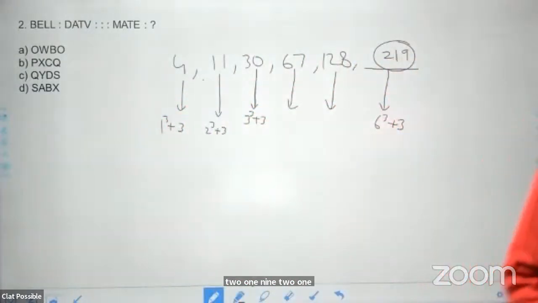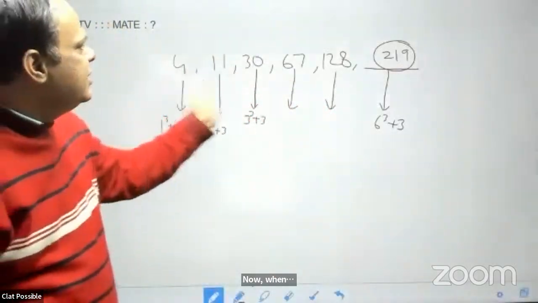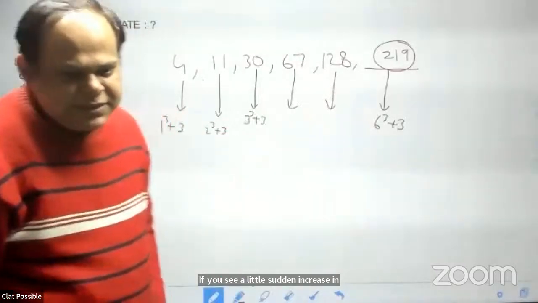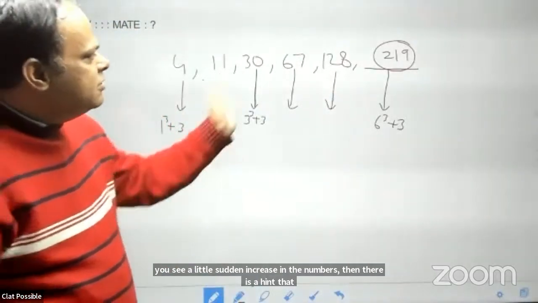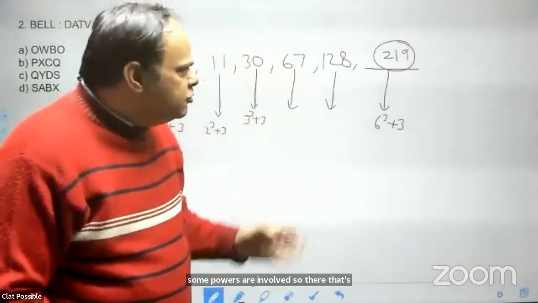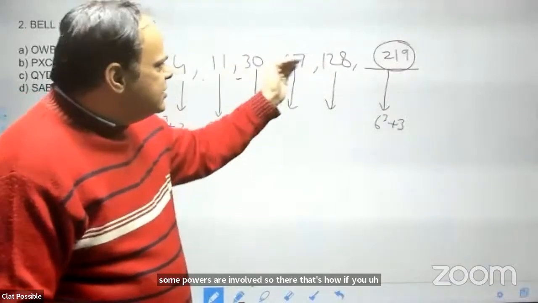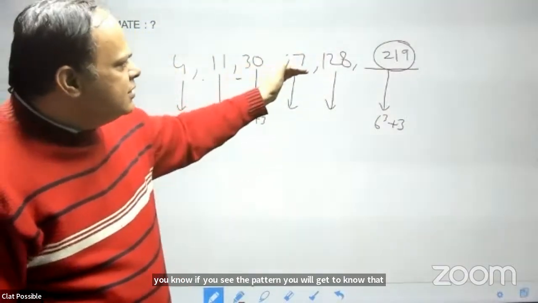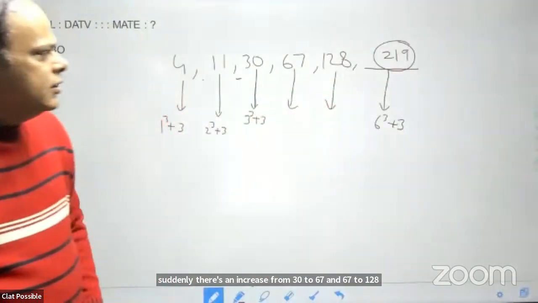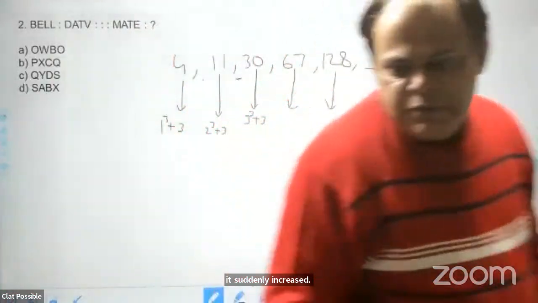Now, if you see a sudden increase in the numbers, then there is a hint that possibly some powers are involved. So that's how, if you see the pattern, you will get to know that there's suddenly an increase from 30 to 67 and 67 to 128. It has suddenly increased, and that's the hint that you should try to find the powers.